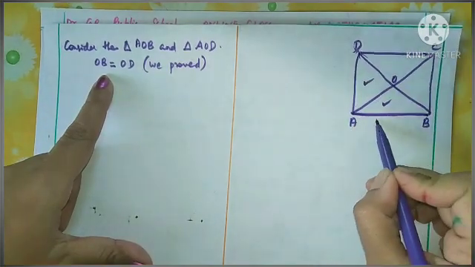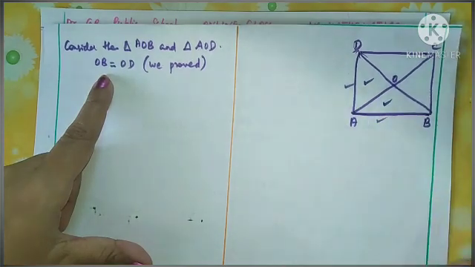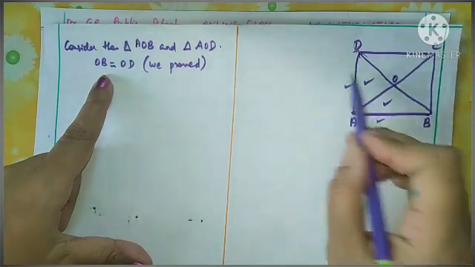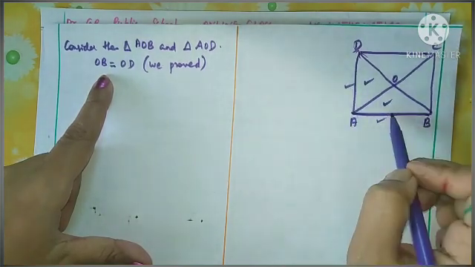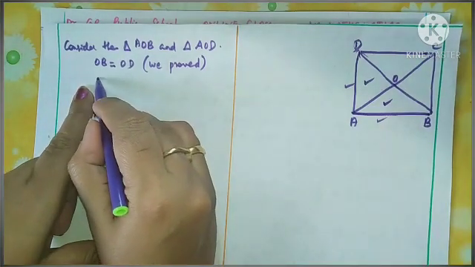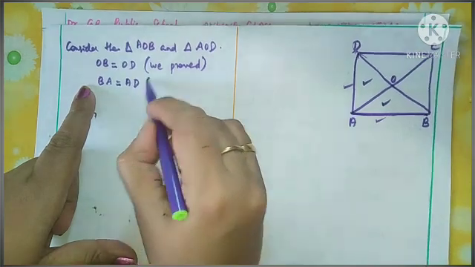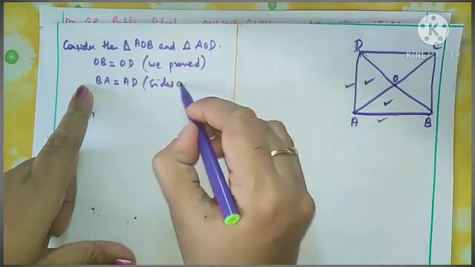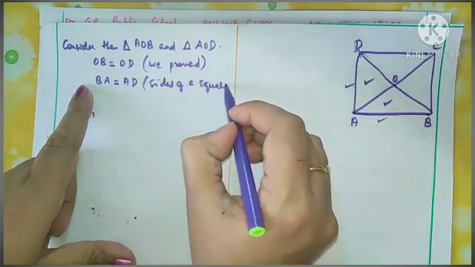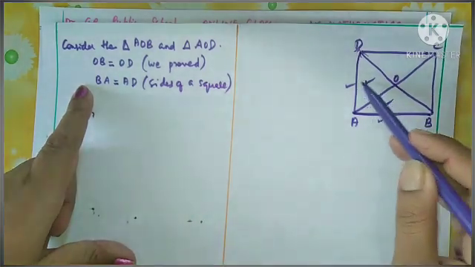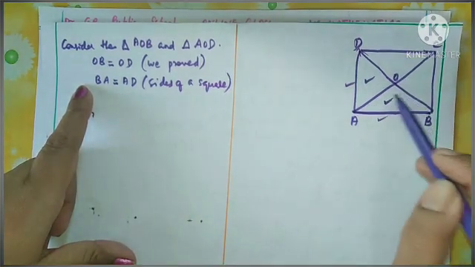What about this side? BA and AD. They are sides of a square, so they are equal. So you can write BA equal to AD. So we got two side measurements equal.